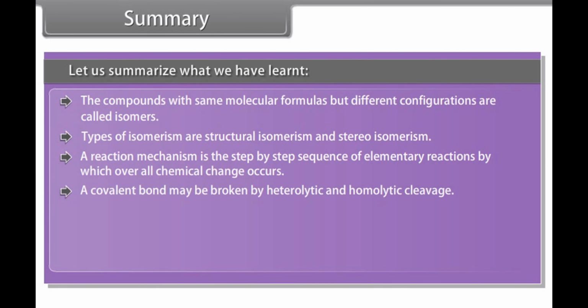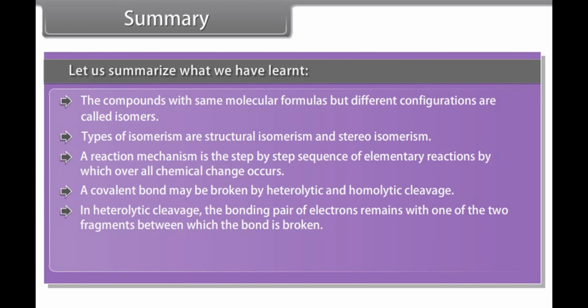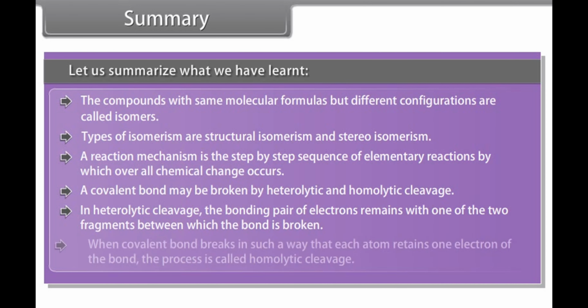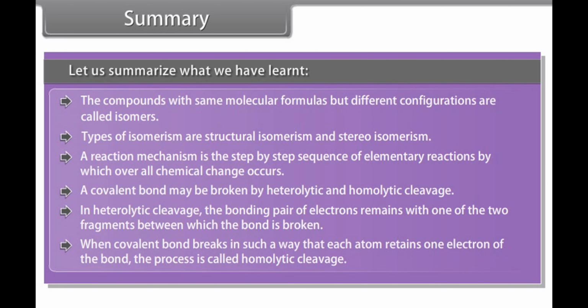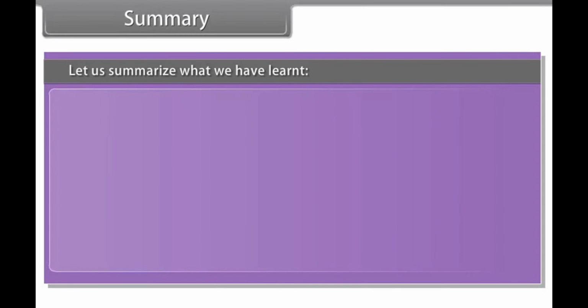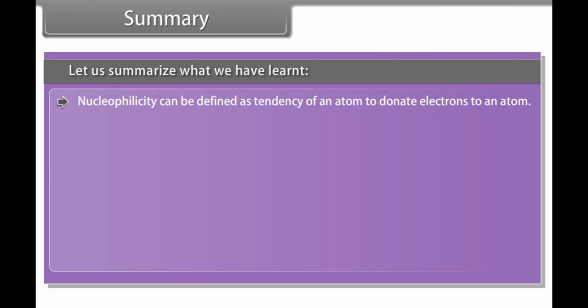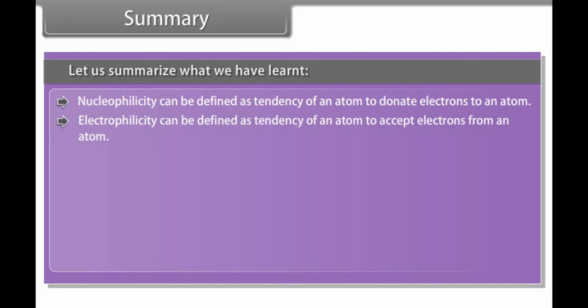A covalent bond may be broken by heterolytic and homolytic cleavage. In heterolytic cleavage, the bonding pair of electrons remains with one of the two fragments between which the bond is broken. When a covalent bond breaks in such a way that each atom retains one electron of the bond, the process is called homolytic cleavage. Nucleophilicity can be defined as the tendency of an atom to donate electrons to an atom. Electrophilicity can be defined as the tendency of an atom to accept electrons from an atom.